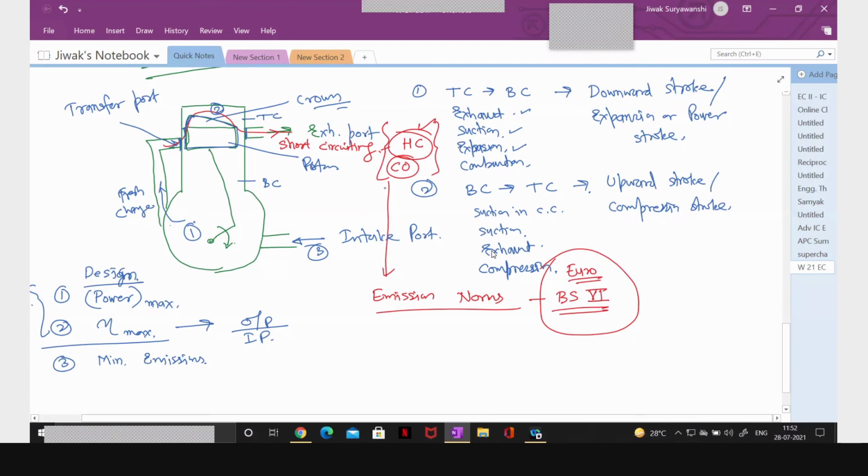But now if you think about the CI engine, in case of a CI engine, only air is sucked. Even though there is short circuiting, only air will go out from the exhaust port during this stroke. So because of short circuiting, there is no issue.